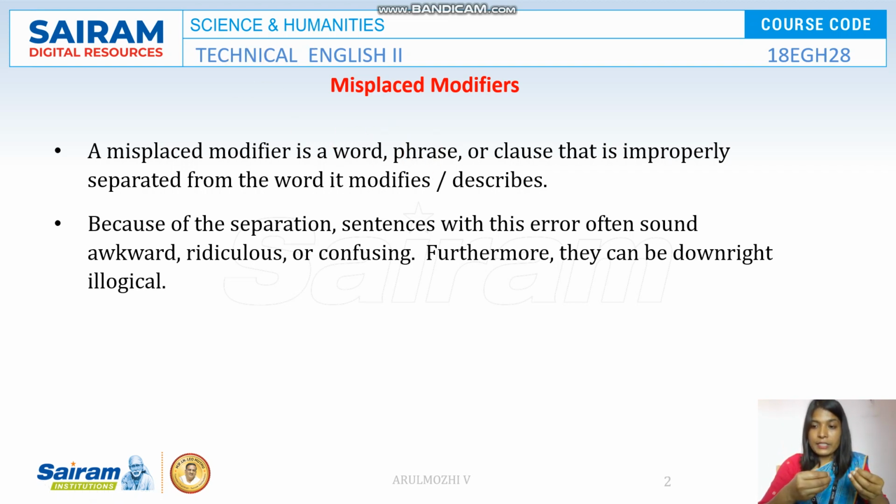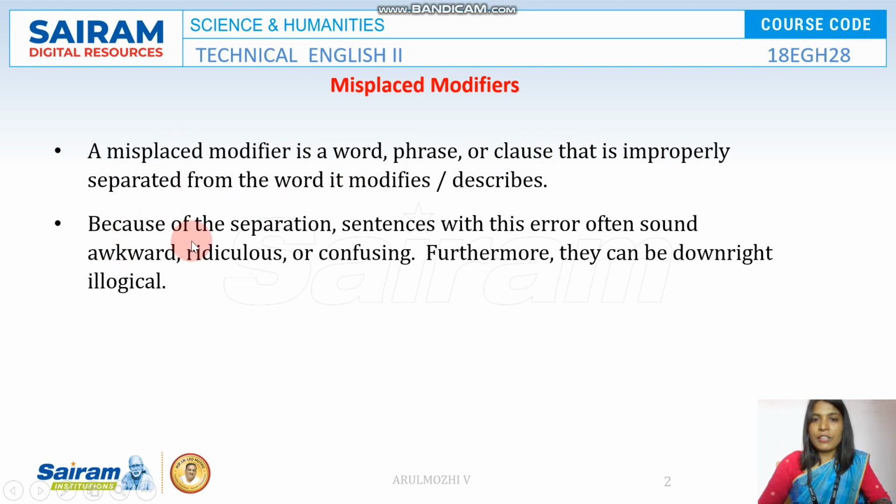When it comes to phrases, it can be an adverbial phrase or an adjective phrase. Sometimes these modifiers are misplaced. Why are they misplaced? How to place modifiers? You have to place the modifier right after the noun which it modifies. Otherwise, it is called a misplaced modifier. A misplaced modifier is nothing but a word or a phrase or a clause that is improperly separated from the word it modifies or describes.